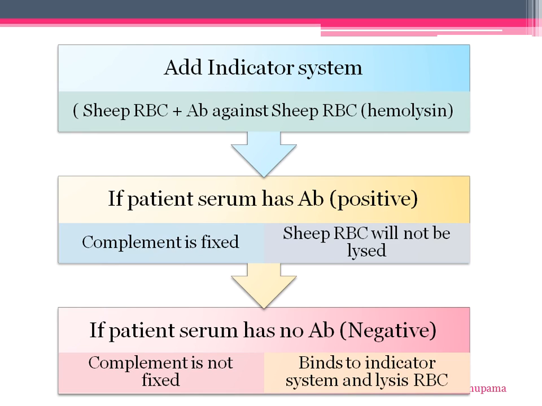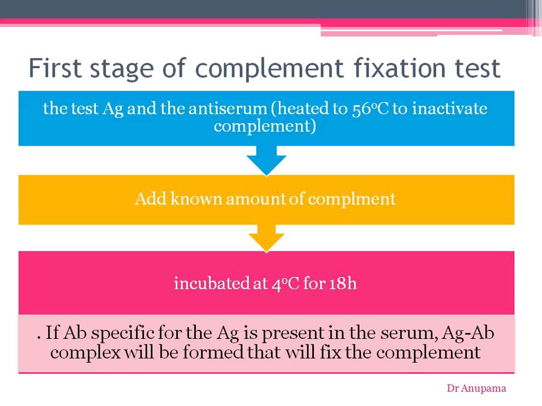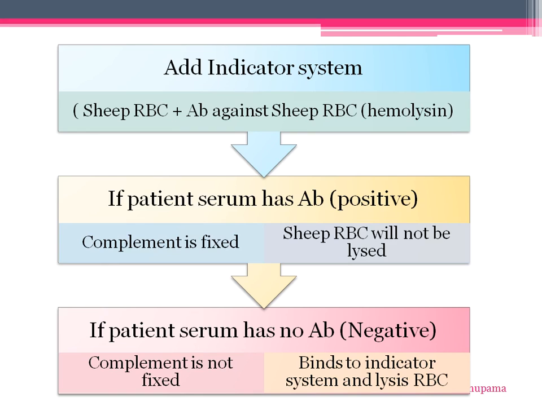Here, if the patient's serum has antibody, then definitely the complement which is added gets fixed. Even if you add the sheep RBC plus antibodies against it, they agglutinate, but since complement is not available, it is fixed already here, the sheep RBC will not be lysed. And if sheep RBC are not lysed, it indicates that the person is positive, which means the person has antibodies against that particular antigen of interest.